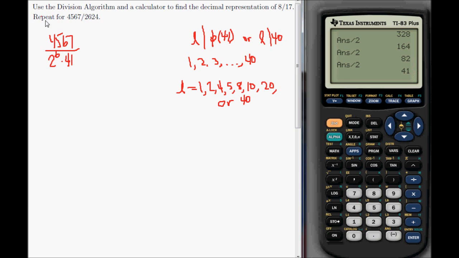First off, we have 4,567 divided by 2,624. So let's use the division algorithm to figure this out. Let's figure out the delay part. So we know that there's 6 digits in the delay. So 4,567, and let's multiply that by 1,000,000. And let's figure out the quotient when dividing by 2,624, plus the remainder.